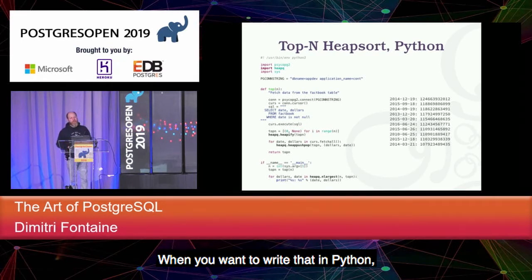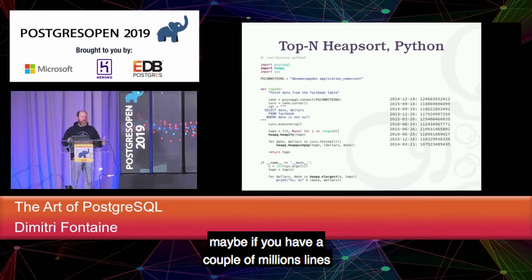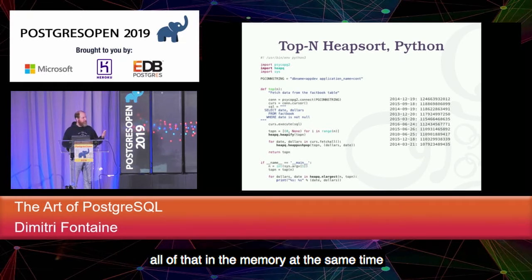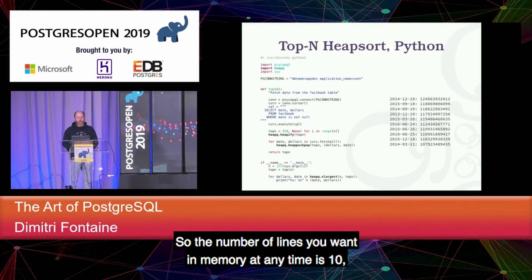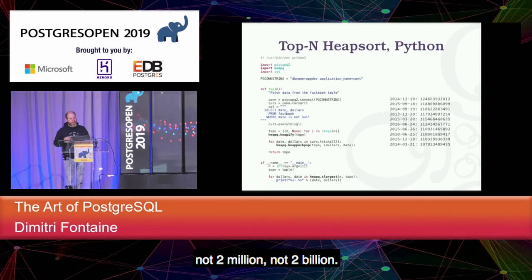When you want to write that in Python, maybe if you have a couple of million lines in the database, you don't want to have all that in memory at the same time, because all you want at the end is the top 10. So the number of lines you want in memory at any time is 10, not 2 million, not 2 billion.